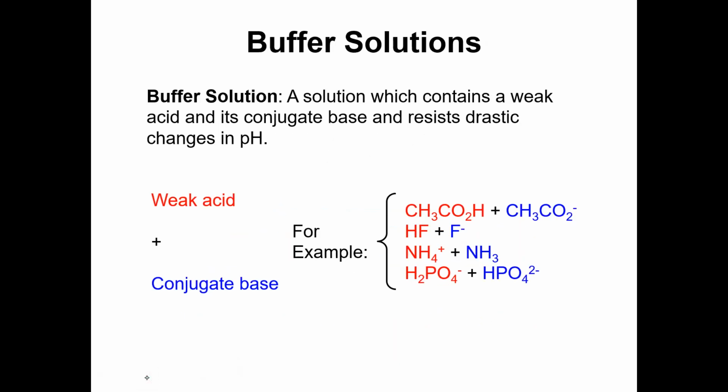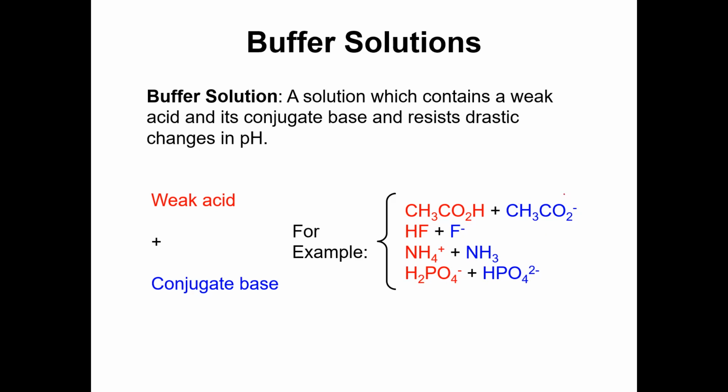So we use this principle to make buffer solutions. A buffer solution is a solution that contains a weak acid and its conjugate base. Some examples of that would be something like acetic acid and the acetate ion.